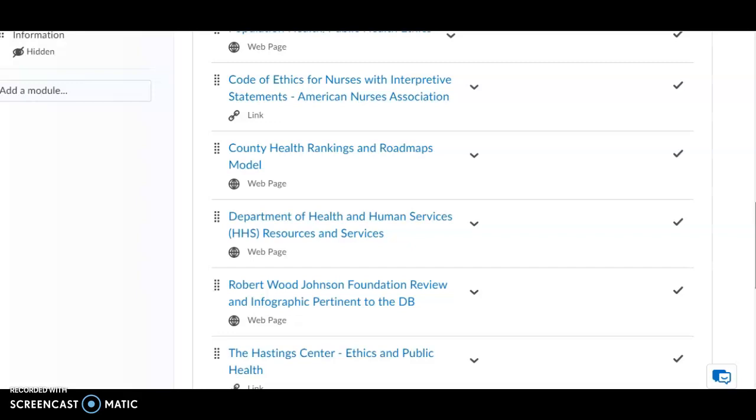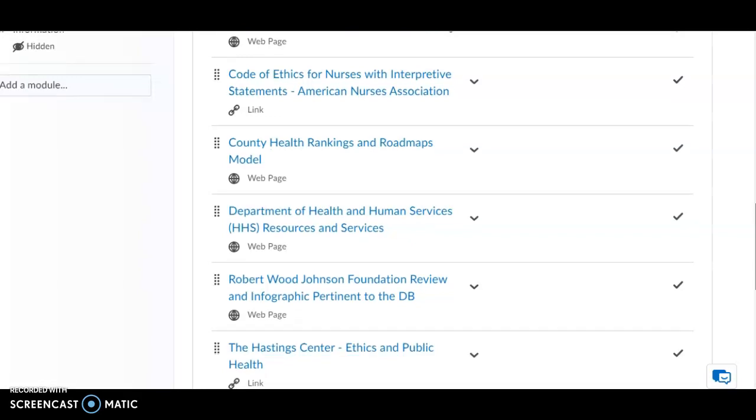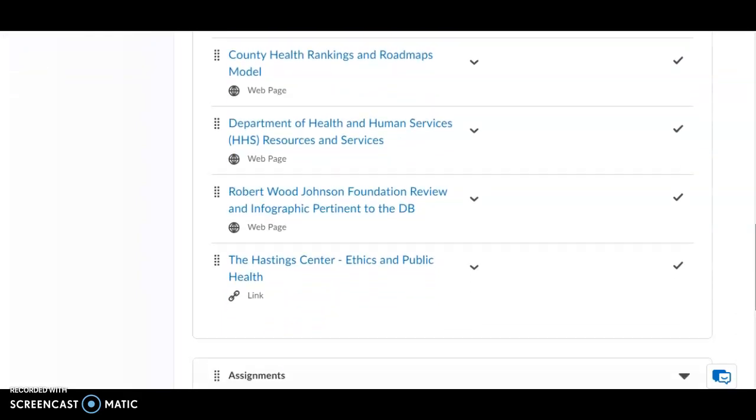Information here should be pertinent to the discussion board question. Please be certain you take a look at the infographic, which illustrates those social factors that influence population health.